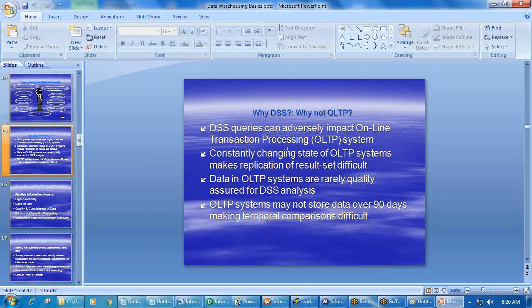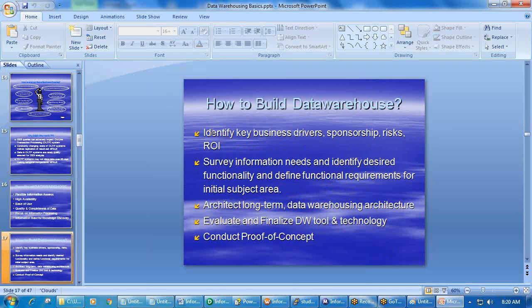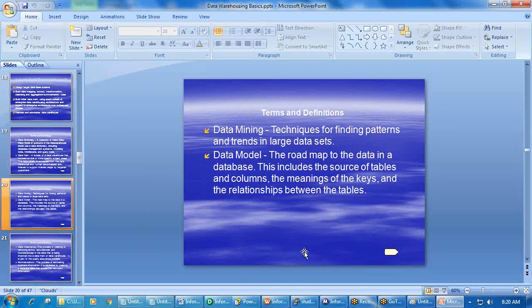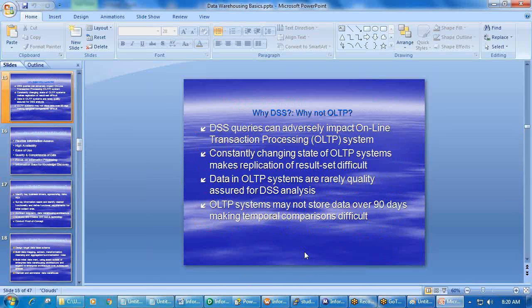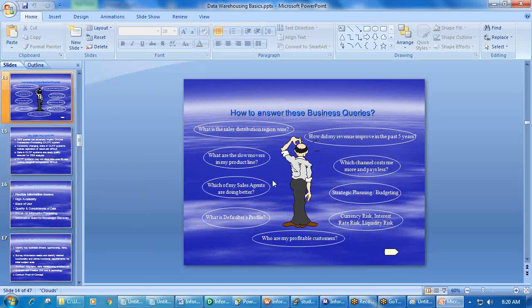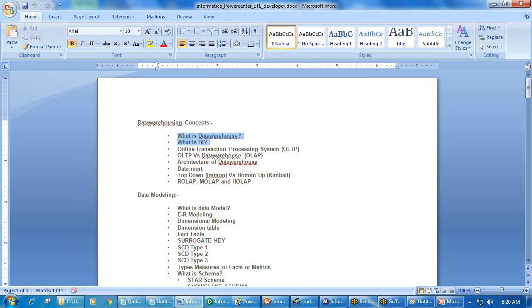And when you are building a data warehouse, you should always look at what your ROI is. If I'm spending this much, what is my return on investment? Am I expected to increase my revenue or not? You need to analyze and understand that with respect to the queries, right? So what we have understood is what a data warehouse is, the difference between a transactional system and OLAP, and what kind of questions can be answered by your data warehouse.